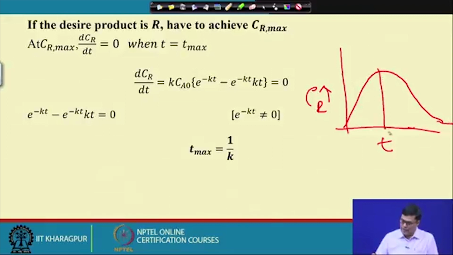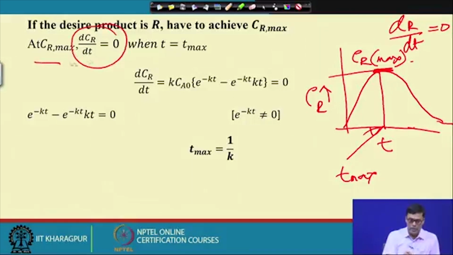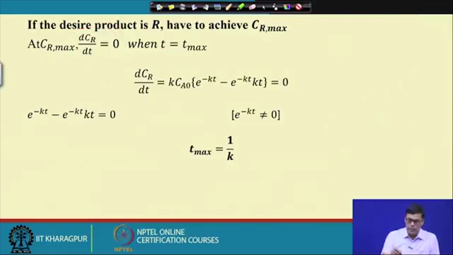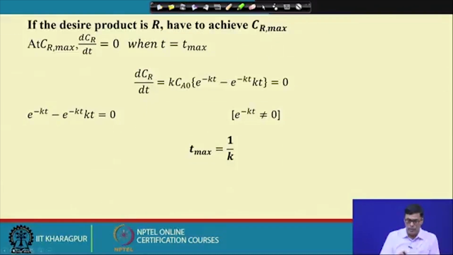Now, at t max, this is equal to t max. At t max, this will be Cr max. So at this particular situation, what will happen? dCr by dt should be equal to 0. What we have written here as Cr max, dCr by dt equal to 0 when t equal to t max. Now, if you put these conditions in the previous equation and differentiate this, then what will happen?